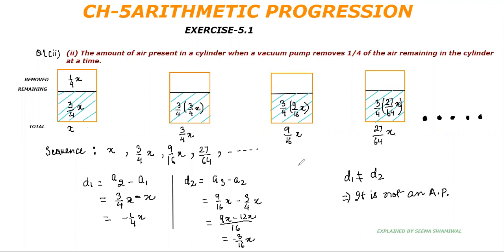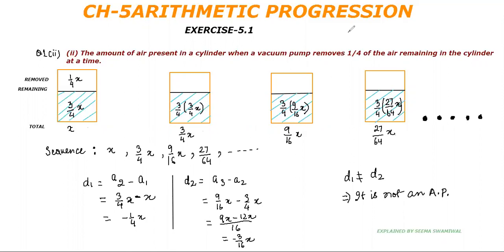Hello children, today we will do some important questions of chapter 5 Arithmetic Progression, exercise 5.1. In our last video, we learned the formula for the nth term of an AP, and today you will learn how to find out whether a given series or sequence is an AP or not. So let's do the important questions of the exercise.